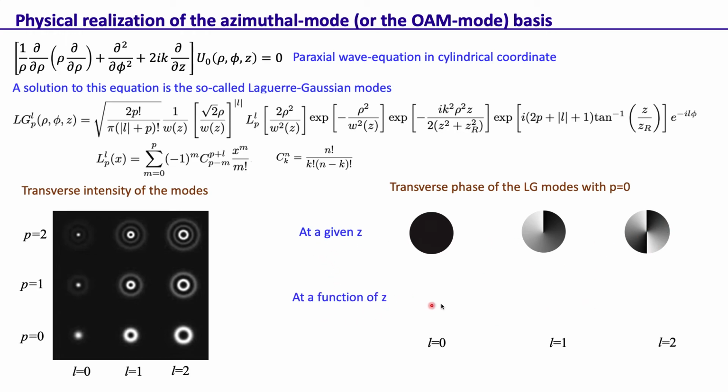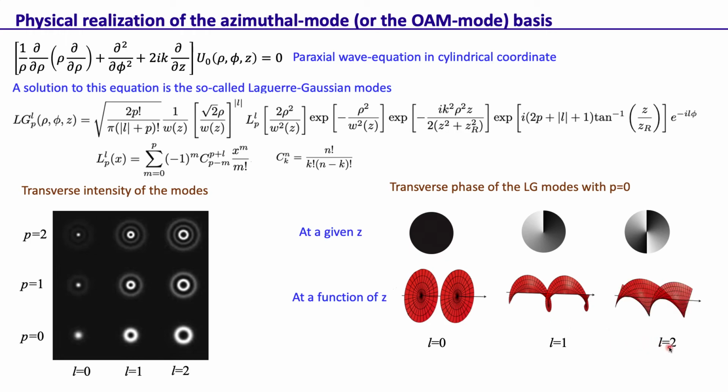If you look at the phase as a function of z, then we find that for L equal to 0, the phase is constant at every z, but for L equal to 1, it spirals around, and for L equal to 2, it's a double spiral and so on. So that's how the phase for these modes looks, and this is how the intensity of these modes looks.